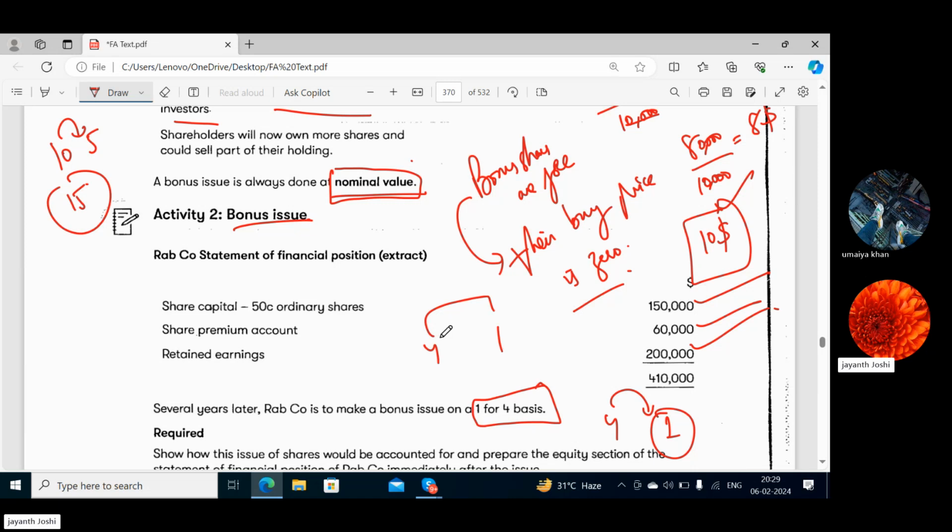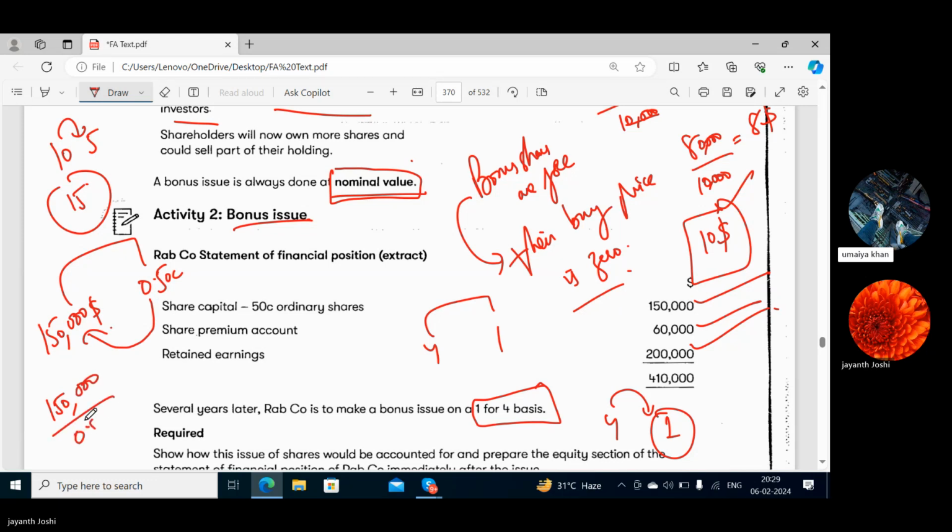For every 4 shares, 1 share. So first we will try to see how many shares are there in the company. $150,000 is the value of the share capital, and 50 cents is the price. So we will divide 150,000 by 50 cents. We know that the number of shares is 300,000.